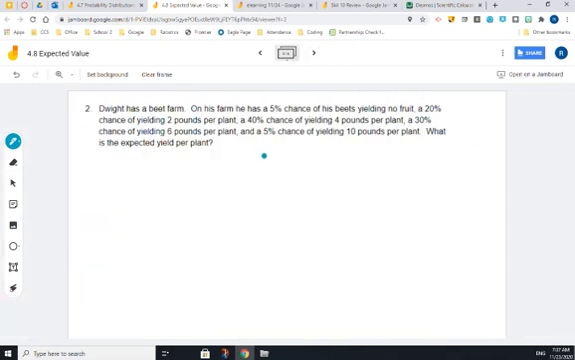Okay, go ahead and pause the video here, look at number 2, and see if you can figure out what our expected value for Dwight's beet farm would be. Okay, so we want to make our probability distribution. Our outcomes are 0, 2, 4, 6, or not 8, but 10. Then we write down the probability for each one. The probability of 0 was 0.05. Probability of getting 2 pounds was 0.2. Probability of getting 4 pounds was 0.4. Probability of getting 6 pounds was 0.3. And the probability of getting 10 pounds was 0.05.